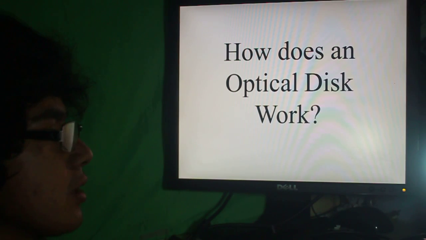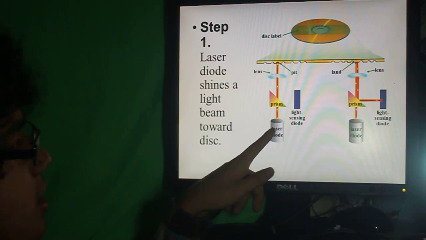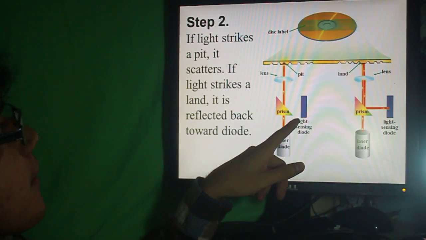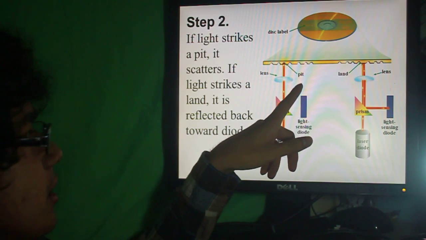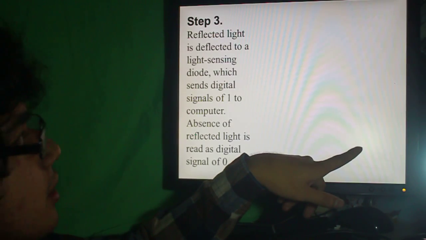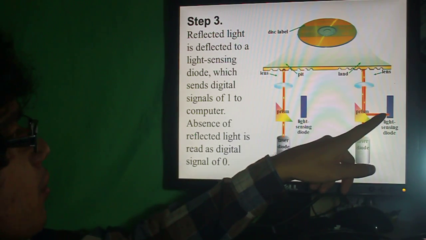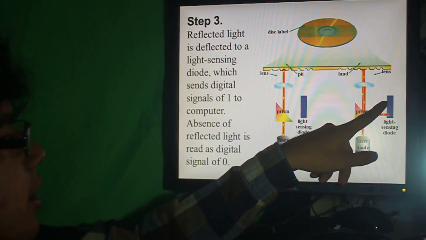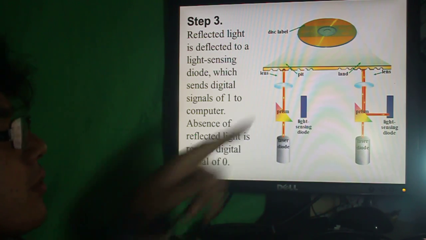How does an optical disc work? Step 1 is that the laser diode shines a light beam towards the disc. Then if the light strikes a pit, it scatters. If the light strikes a land, it is reflected back towards the diode. Then the reflected light is deflected to a light sensing diode, which sends signals to the computer. The absence of reflection is read as digital signals of 0.